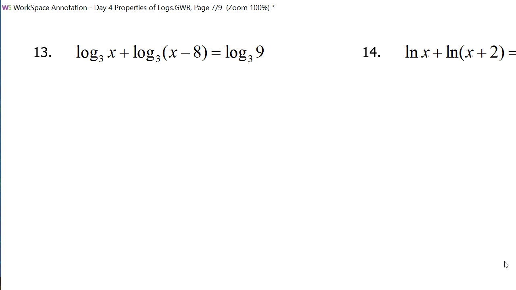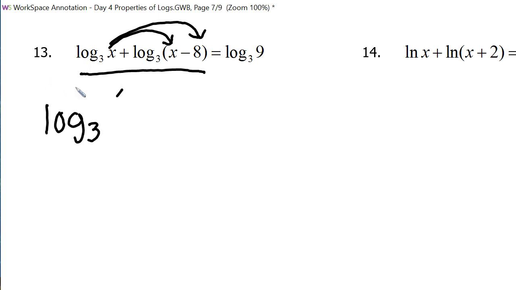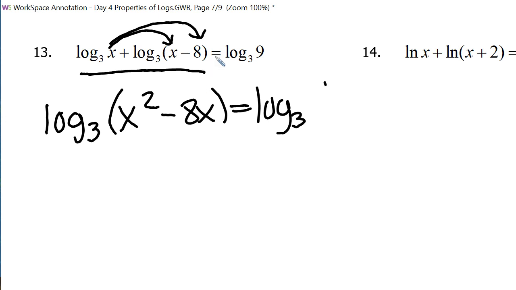Okay, number 13. Again, if you see more than one log, combine them together if they're on the same side. And if I have addition, what operation do I change it to? Multiplication. So we need to multiply the binomial by x, also known as distribute it. So distribute your x. This would be log base 3 of x squared minus 8x, since x times x is x squared and x times negative 8 is negative 8x. And that equals log base 3 of 9.